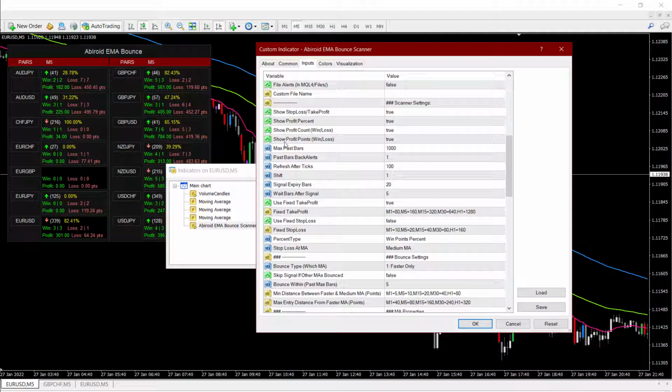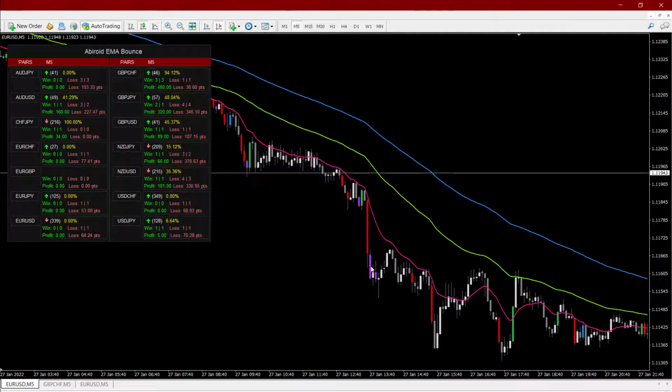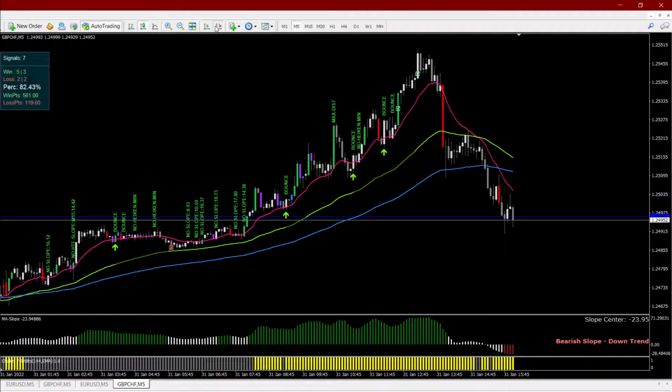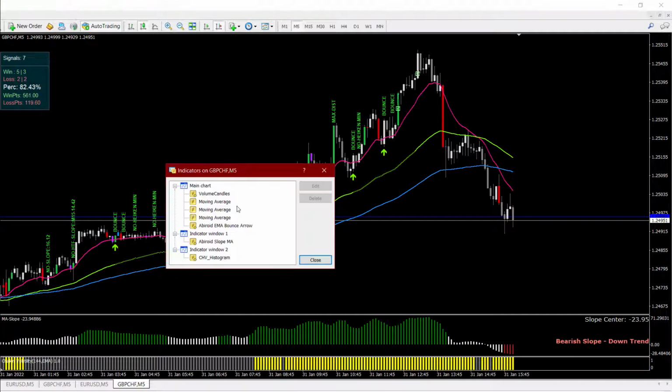So you can use these max pass bars. If you are more interested in recent values, just set this to 500. So you'll be able to see where price is currently trending, and then you can go to that pair and you can see the bounce, the current bounce settings. So we had a good trend going on, which is why we got good percent. And right here, I think I'm using different set files for both.